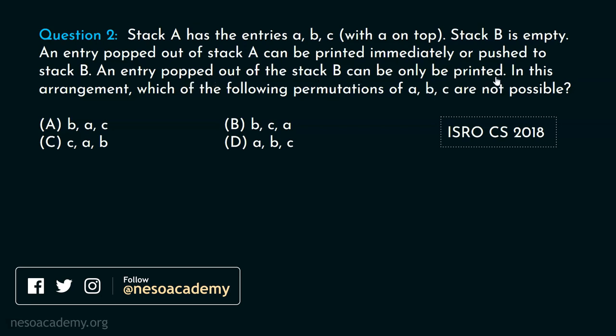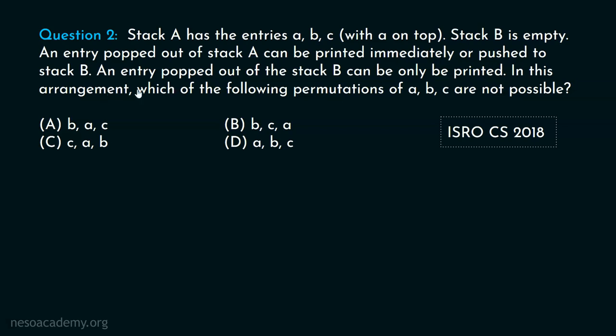Okay. So if we have some element inside stack B and if you try to pop that element out of the stack, then we can only print this element. We cannot push that element to stack A or some other stack, right? In this arrangement, which of the following permutations of A, B, C are not possible? Let's see the option A first, that is B, A and C.